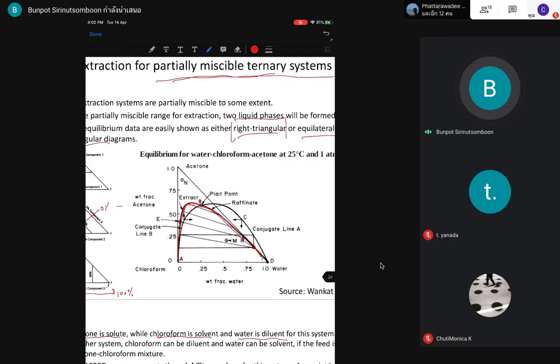You want your system to be in this phase, because in this phase, you're gonna get two phases. The two liquids will be separate. So we're gonna work with this zone here.